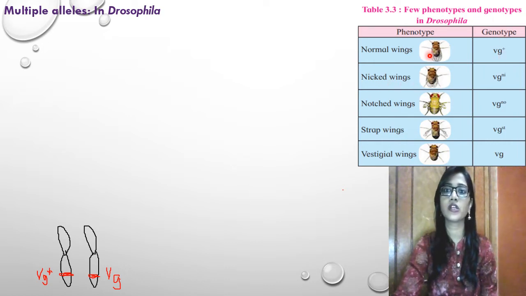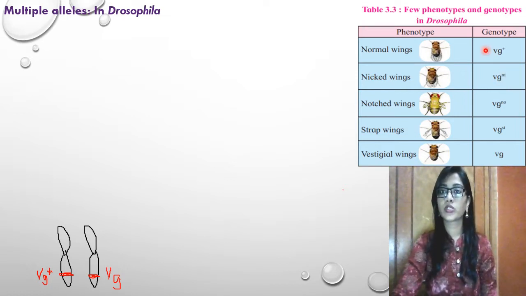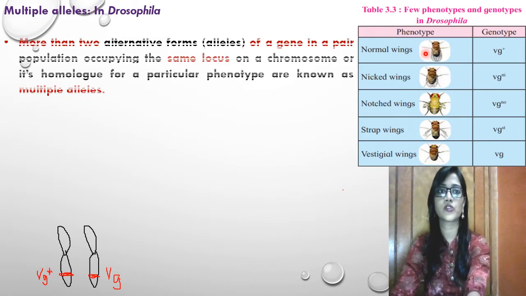Naked wings, observe the structure of the wings. The first letters are used to denote the genotypes. Notched wings, vg no; strap wings, vg st; and vestigial with no wings, that is vg. So normal wings with vg plus, this genotype is dominant, while vg is recessive. This is the wild type phenotype in the case of Drosophila.